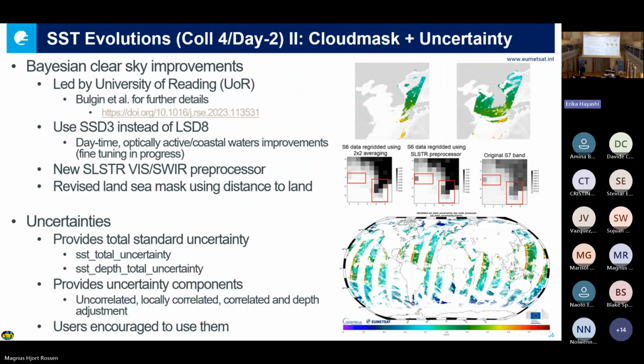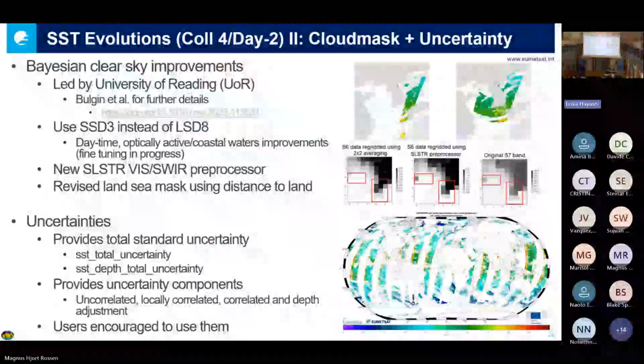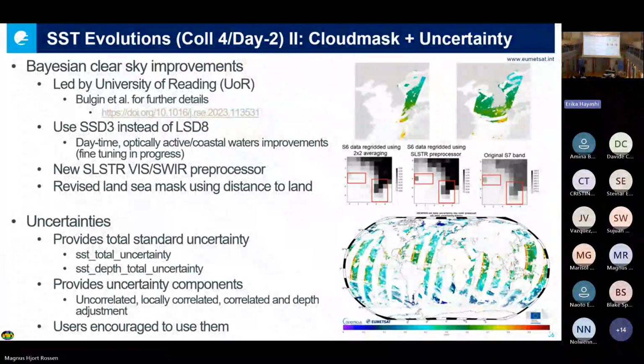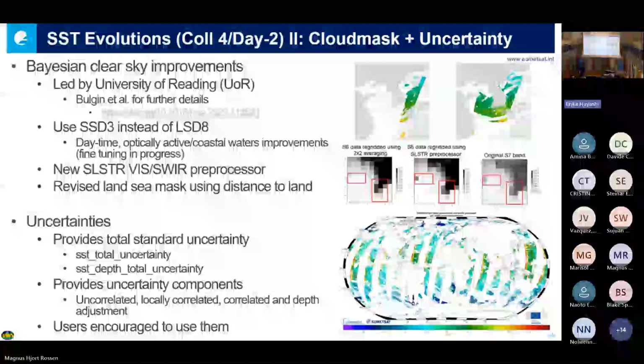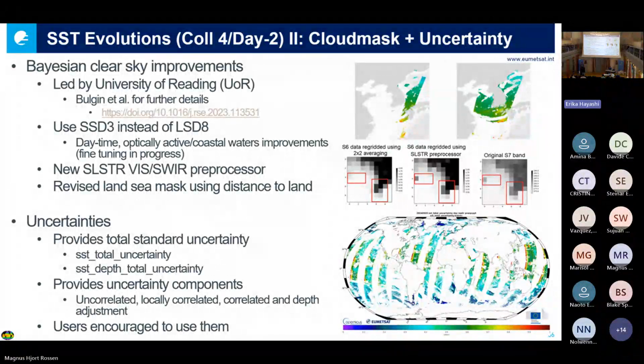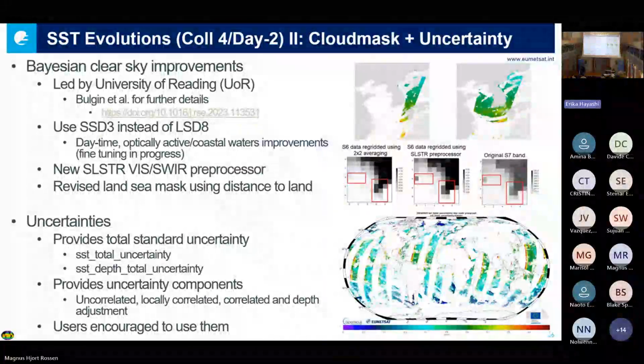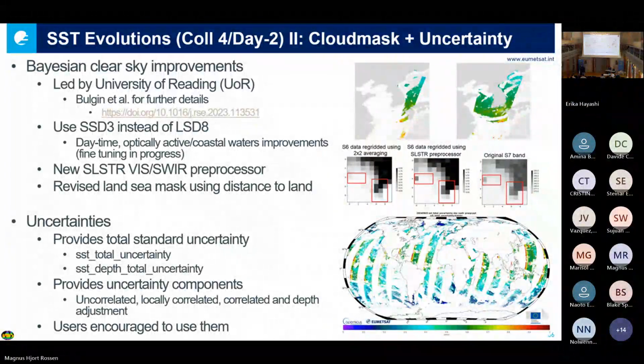Next, uncertainties. These are also new variables inside the products. So we provide total standard uncertainty, both for the skin and for the depth. And then we also provide components. I think John mentioned yesterday. So basically, it's not one uncertainty, it's actually uncertainties, and we provide uncorrelated or random, locally correlated, correlated, systematic, and depth adjustment. And then we suggest to use them for all activities.